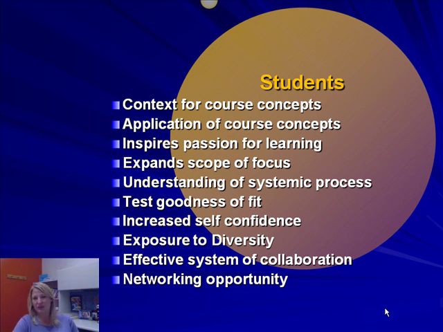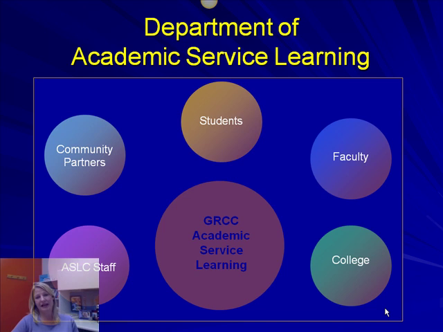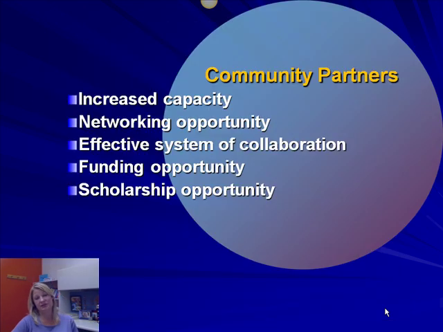And that's the beautiful thing about academic service learning, it's not just one outcome. There are so many ways that students can benefit. You can actually apply the skills you're learning in the classroom. You can observe the skills you're learning in the classroom as you're doing service work, or you can test out the goodness of fit. Let's take a look next at our community partner stakeholder.